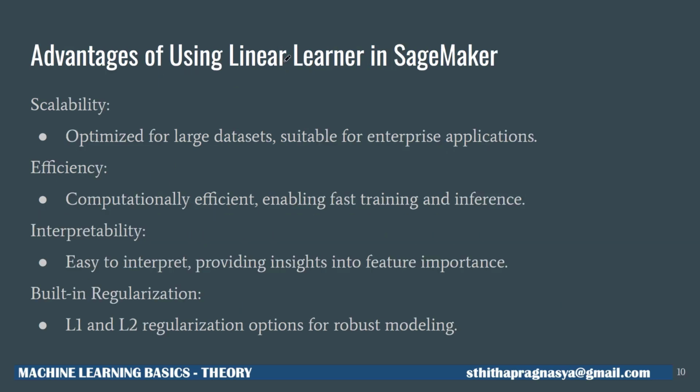And then come the advantages of using this one. SageMaker's linear learner is optimized for handling large data sets, making it suitable for enterprise scale applications. And linear models are computationally efficient, allowing for fast training and inference even on large data sets. The simplicity of linear models makes them easy to interpret, allowing businesses to understand how features influence predictions. And finally, L1 and L2 regularization options help prevent overfitting, making the model more robust.